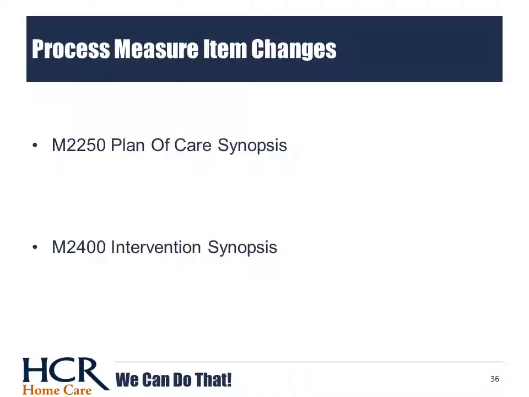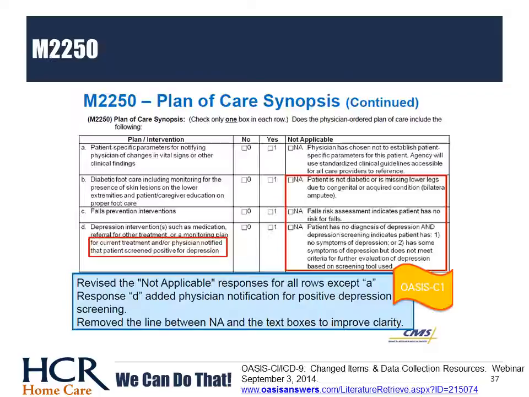Okay, moving on to the process measure items that have had some changes. There have been changes to M2250, which is the plan of care synopsis that comes up at start of care and resumption of care, as well as M2400, intervention synopsis, which comes up at transfer and discharge. So looking at M2250 first, this item has mostly had changes to the NA responses, so a couple minor changes we'll see on the stem of the depression item.